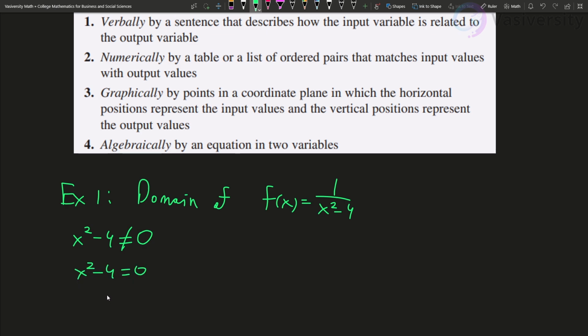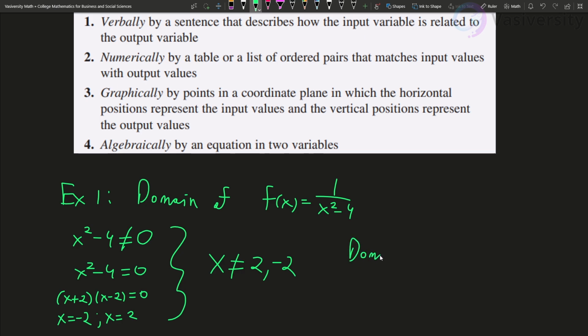Remember, last lesson we did some problems on such polynomials. So we know that it's going to be x plus 2 times x minus 2 equal to 0. So we have two solutions, either x equal to -2 or x equal to 2. That means this implies that x cannot be equal to 2 or -2. Okay, so what would be our domain here?